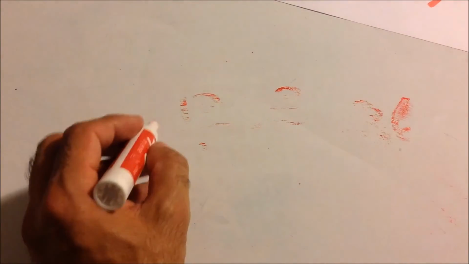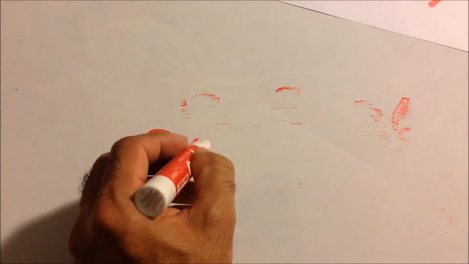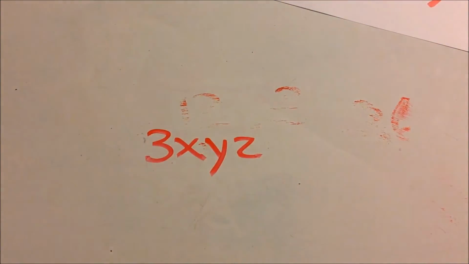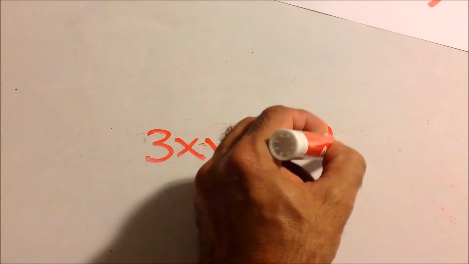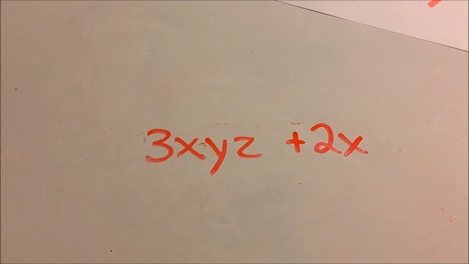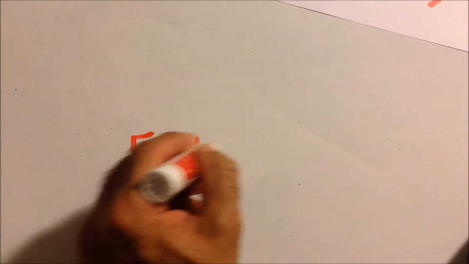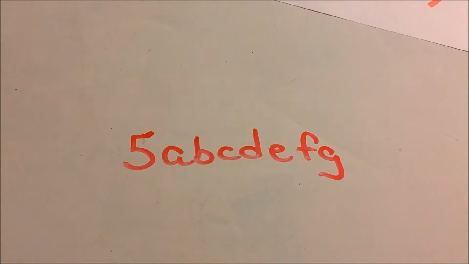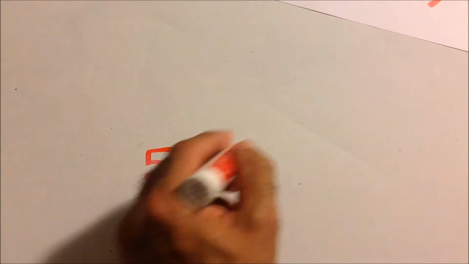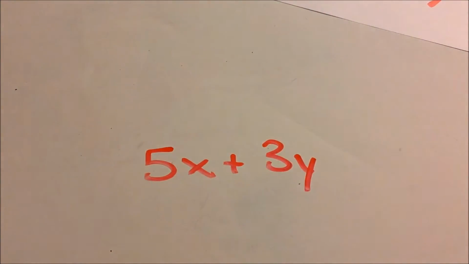So if I did 3xyz, that's one term. There's no plus or minus. But the minute you see a plus or a minus, then you have two terms. Right? So how many terms do we have here? Just one term. There's no plus or minus. But the minute you see a plus or a minus, then you have two terms.